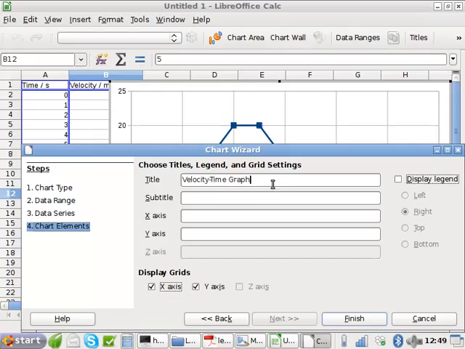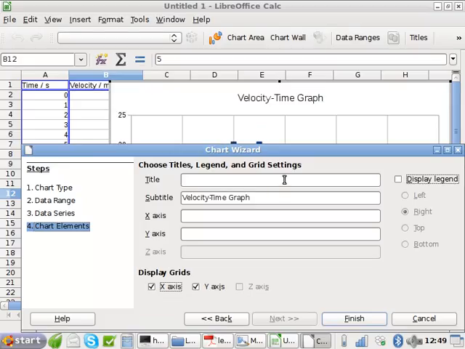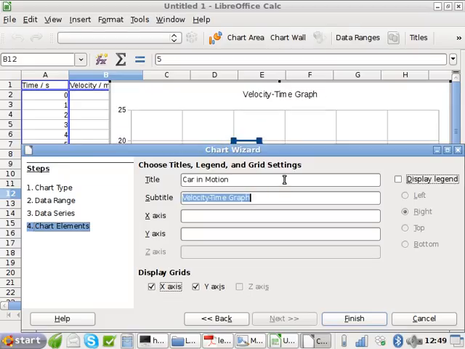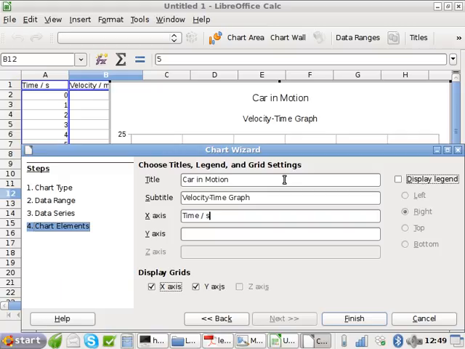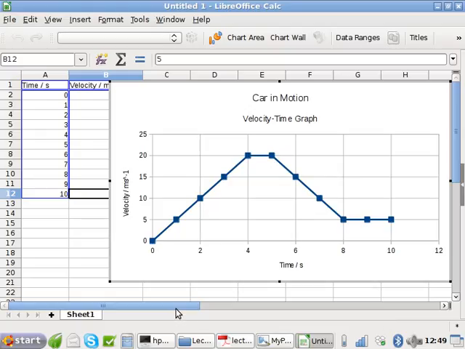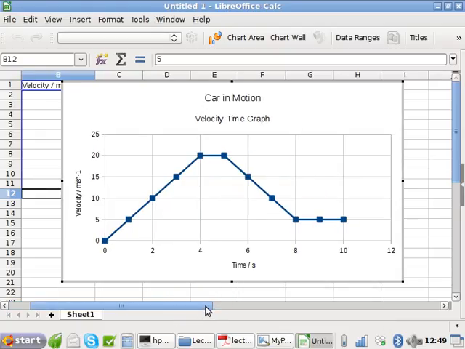Time graph. Okay, the x-axis was time in seconds and the y-axis is velocity in meters per second. So this is what the graph should look like. Nice graph there. So there are 3 questions here.